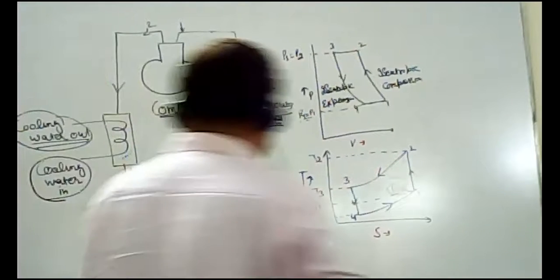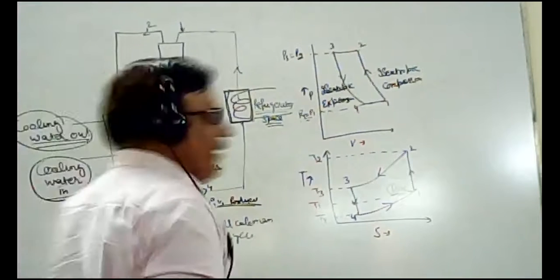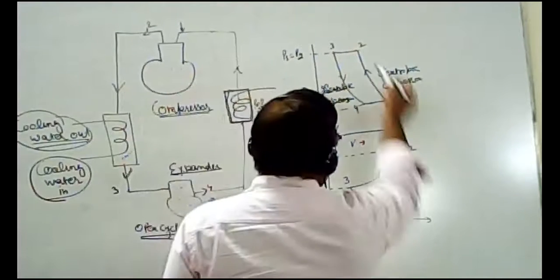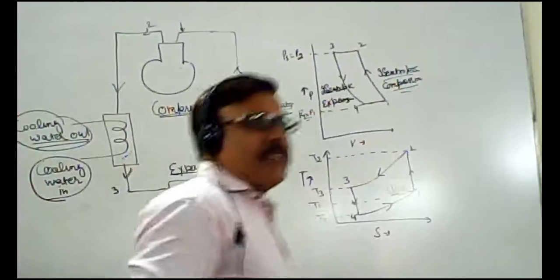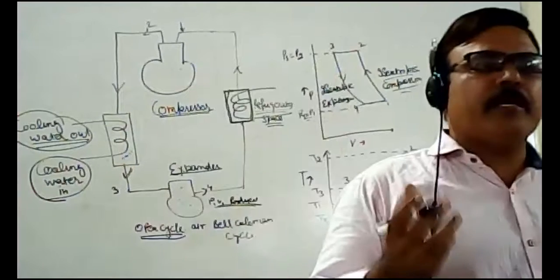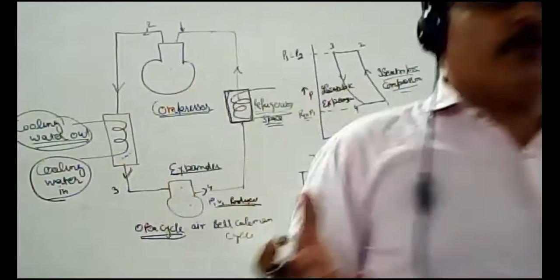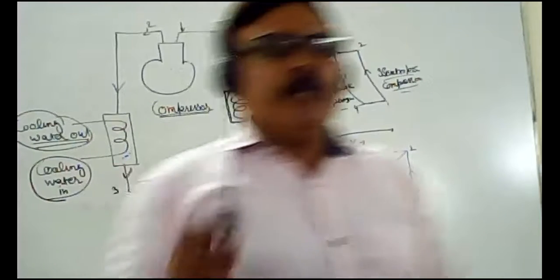First of all, when air is compressed inside the compressor, its pressure and temperature both increase. This process is known as isentropic compression. As I have already told you, under isentropic compression there is no heat rejection to or receiving from the surroundings. So there is no exchange of heat between system and surroundings. That is called isentropic compression.